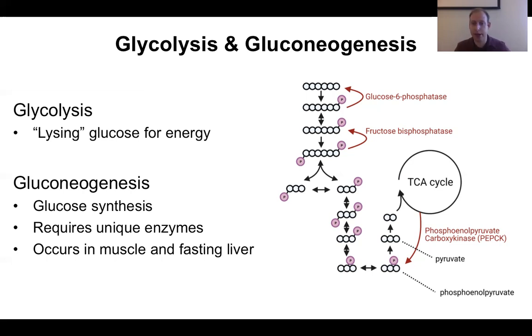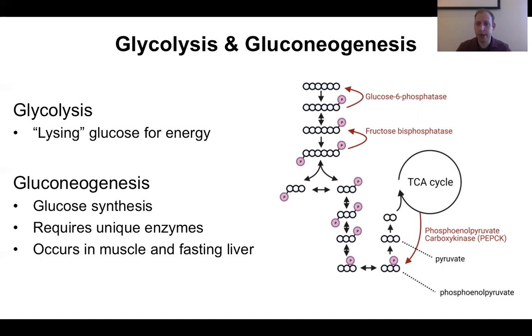Many of the steps in glycolysis, however, are reversible. And so sometimes different tissues in our body, including especially the fasting liver and muscle, want to make glucose rather than breaking it up for energy. And they make glucose for other cell types that are around them, just to make sure that some cells that have high energetic needs have a constant supply of energy to fuel those needs.